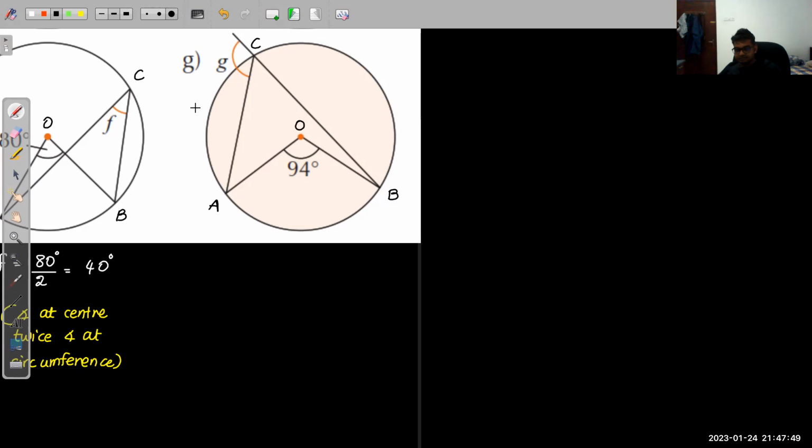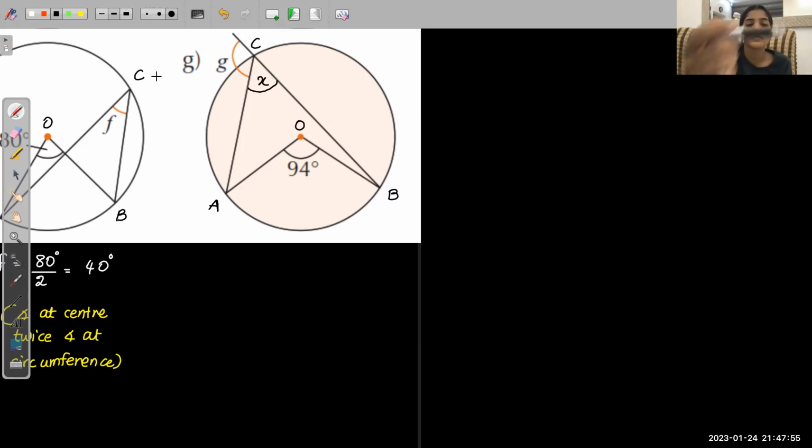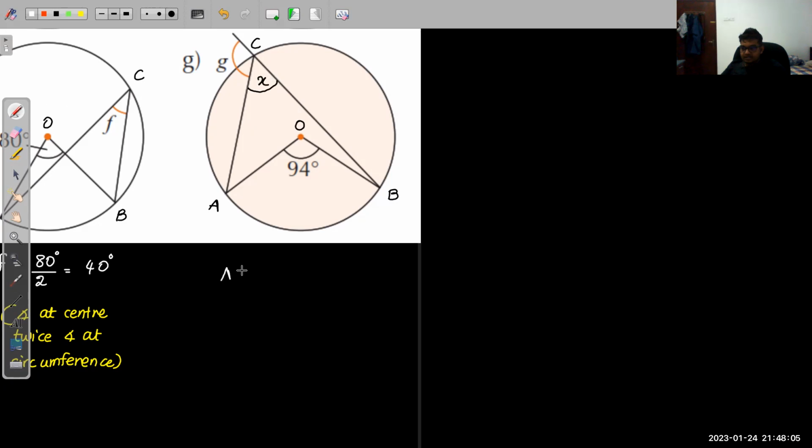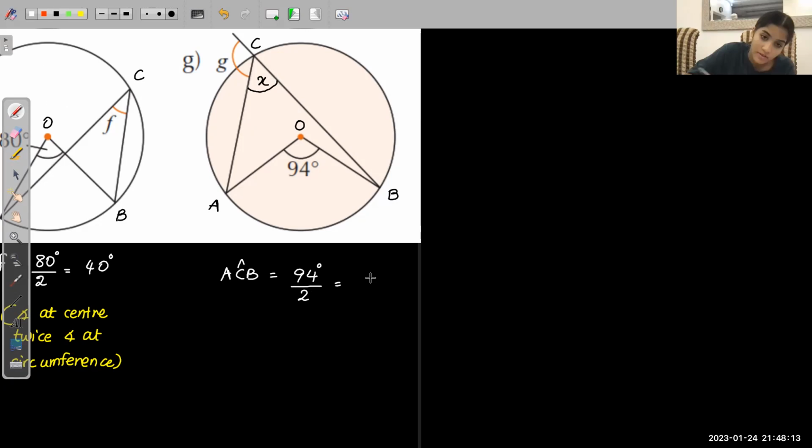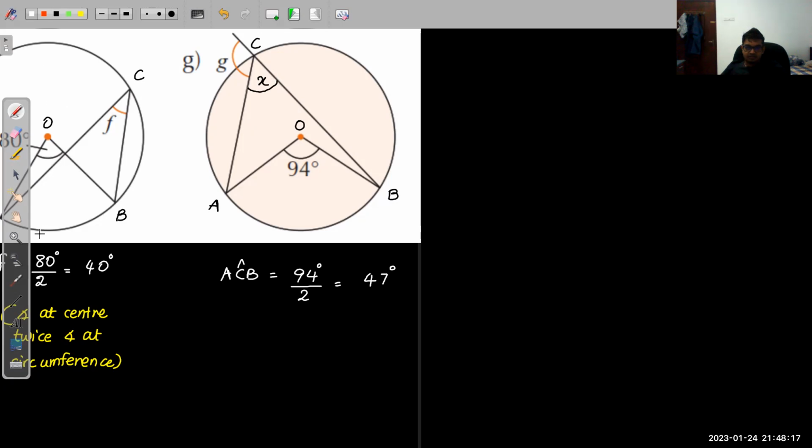Let me help you. Okay, I'll give you a small clue. It'll be less on top, so half of 94. Exactly. So we can write ACB angle is equal to 94 divided by 2, which is 47 degrees, right? Yeah.